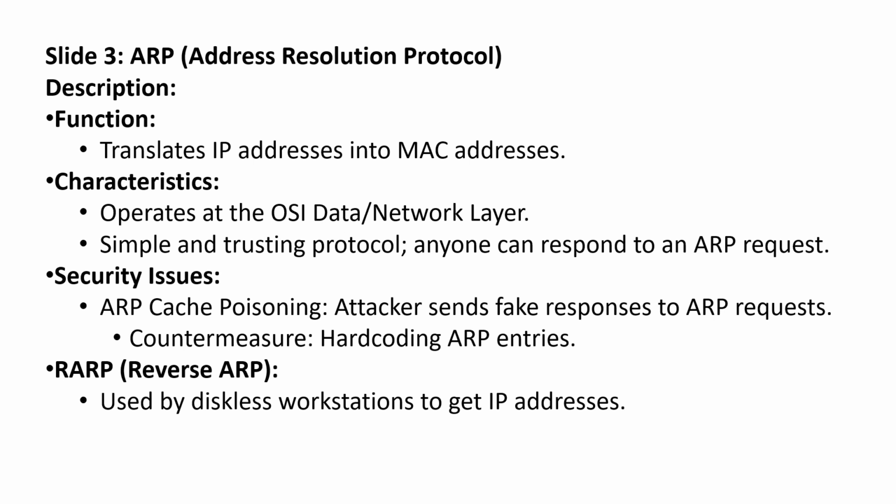Security issues. ARP cache poisoning. It occurs when an attacker sends fake responses to ARP requests. The countermeasure is to hardcode ARP entries. RARP, or reverse ARP. It is used by diskless workstations to get IP addresses.